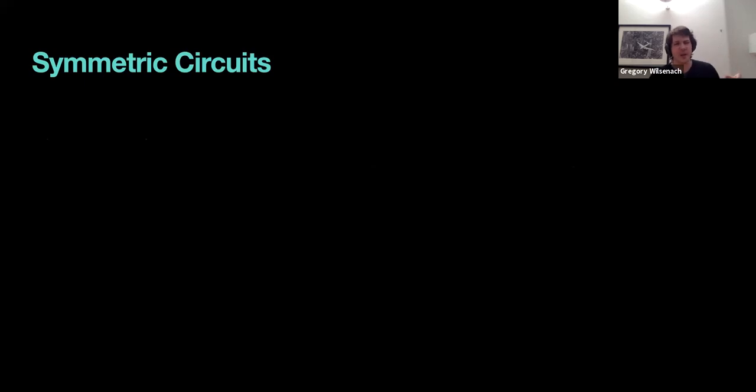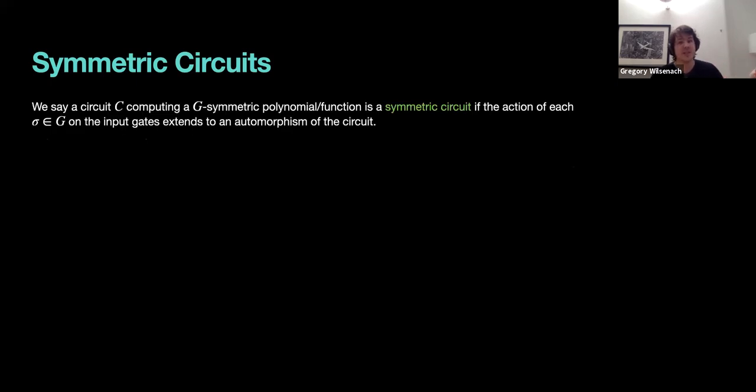Okay, so let's talk about symmetric circuits. This is a natural approach to computing these symmetric polynomials. We say some circuit C computing a G-symmetric polynomial or function is a symmetric circuit if the action of each permutation in G on the input gates extends to an automorphism of the circuit.